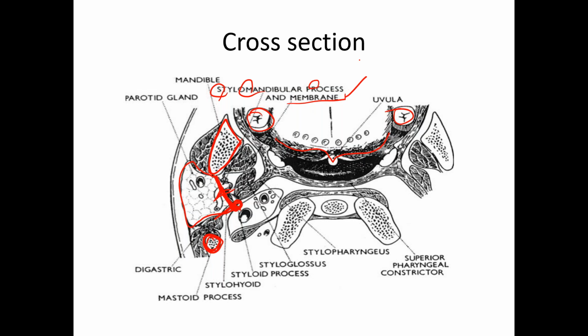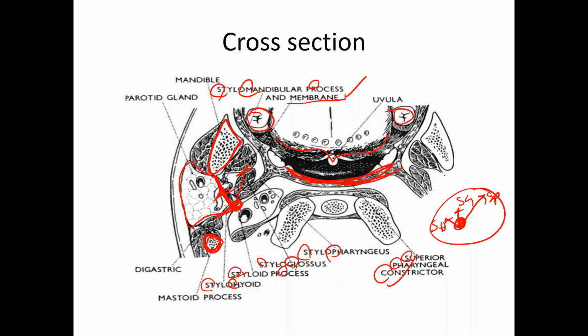From the styloid process, one more muscle goes medially towards the tongue, that is the styloglossus. Stylohyoid is done, and stylopharyngeus. And this is the constrictor muscle of the pharynx, called the superior constrictor muscle. So once you take the styloid process, what are the muscles that are there? Towards the pharynx is stylopharyngeus, towards the tongue is styloglossus, and towards the hyoid bone is stylohyoid.